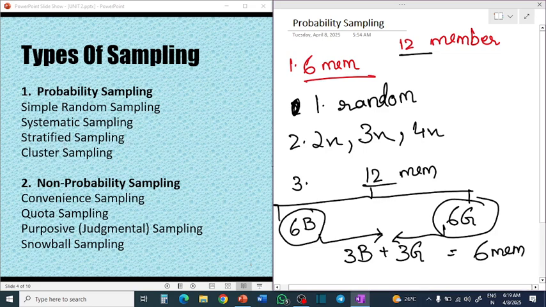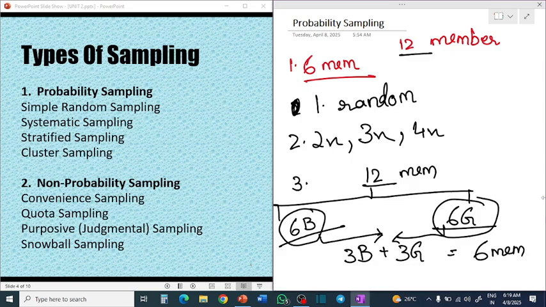There are 12 members. There is a population of 12 members. Now you have divided into two strata or two groups of girls and boys. Now these girls and boys are added together and made your sample. This is known as stratified sampling.